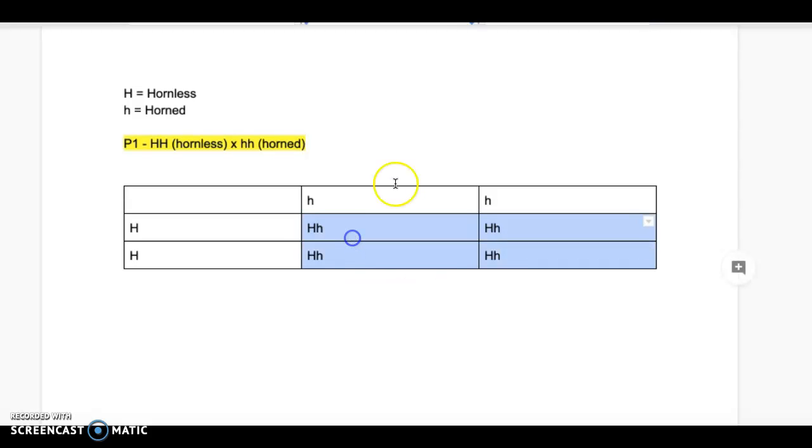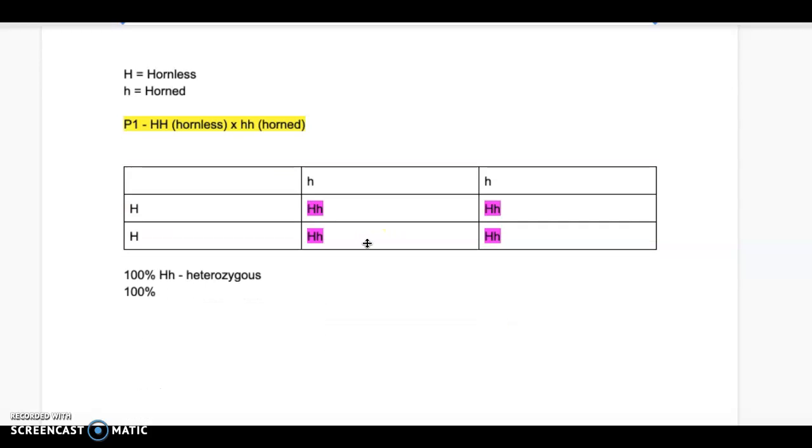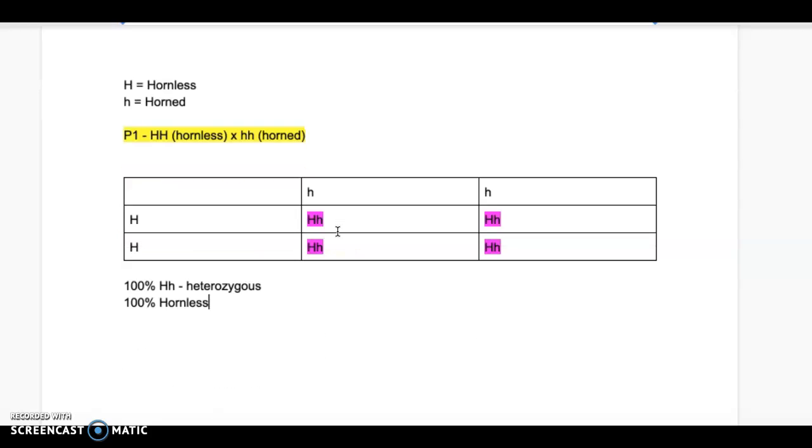All of them are the same. So they are 100% Hh, 100% chance, I should say, of being heterozygous. Didn't spell that right. Okay, and then we need the phenotype. So they are going to be 100% hornless. Okay, so that's how you work through it.